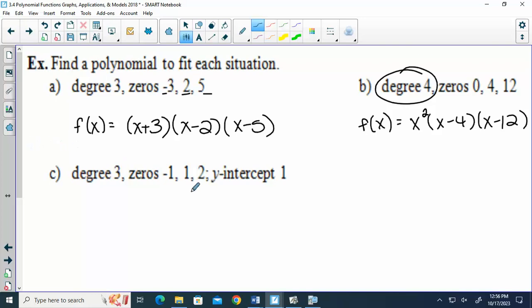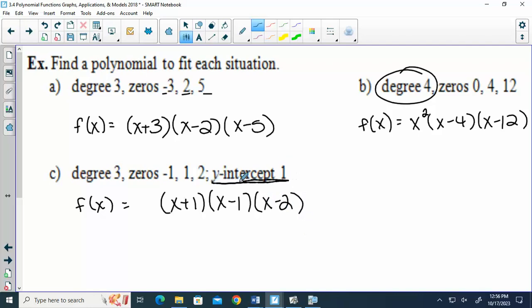Last one. Degree of 3. Did I give you all 3 zeros? Yes, so we're not adding any other exponents. If negative 1 is a 0, we write x plus 1, if 1 is a 0, x minus 1, and if 2 is a 0, x minus 2. Then I gave you the y-intercept. What is that telling me? Yes, the constant when it's all multiplied out.